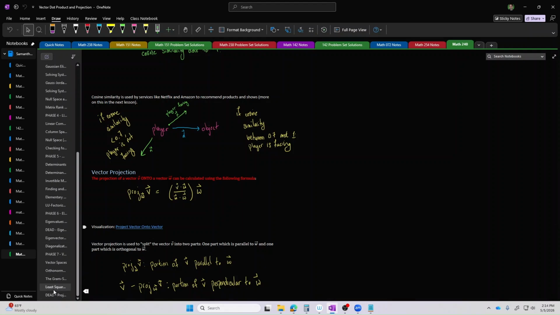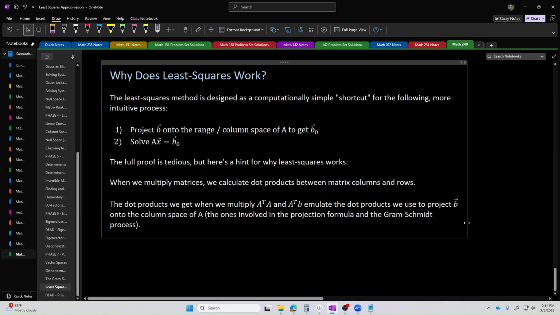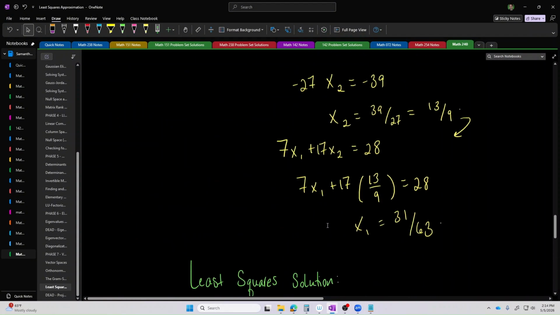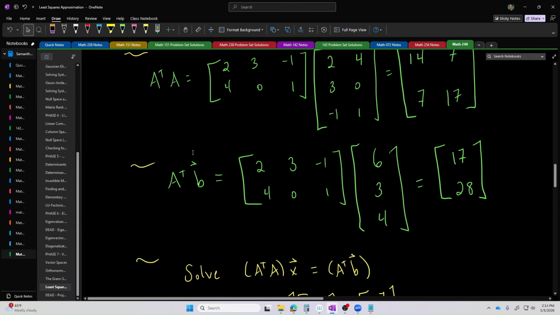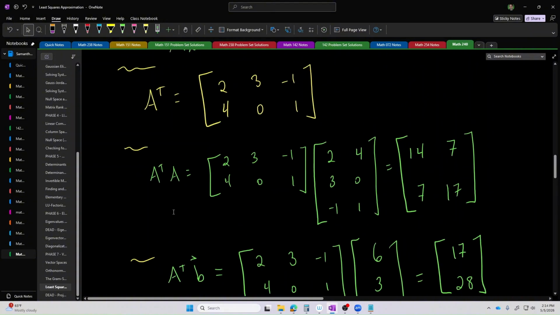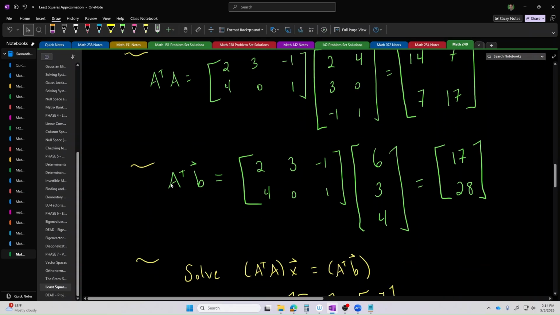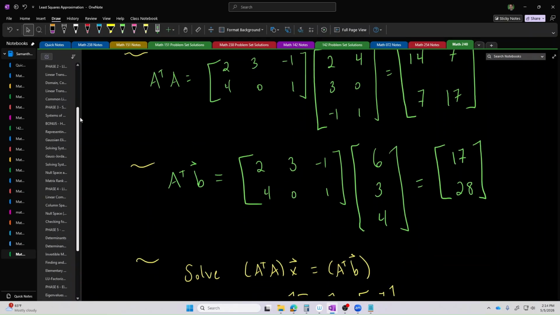Now, notice that those same dot products are kind of happening when we multiply A transpose by A and A transpose times B. When we multiply A transpose times A, we're taking the dot products of the columns of A with the other columns of A. And when we're taking A transpose times B, we're taking the dot products of the columns of A with the vector B.